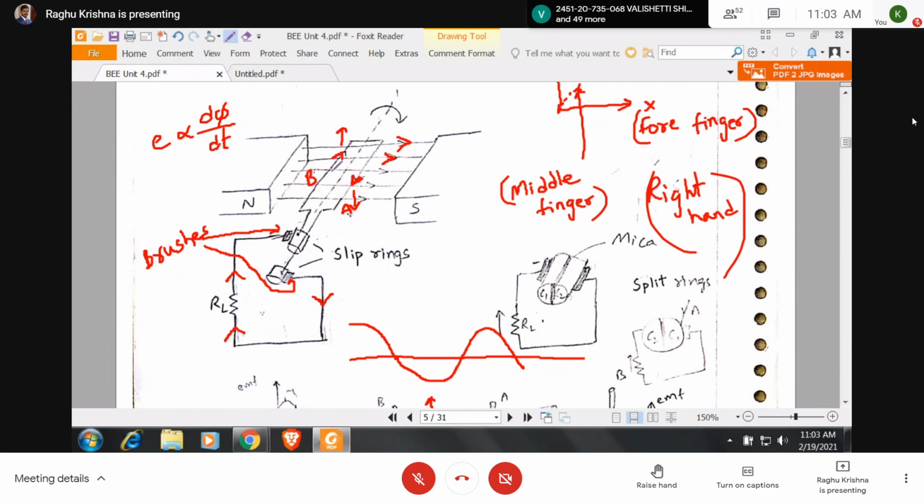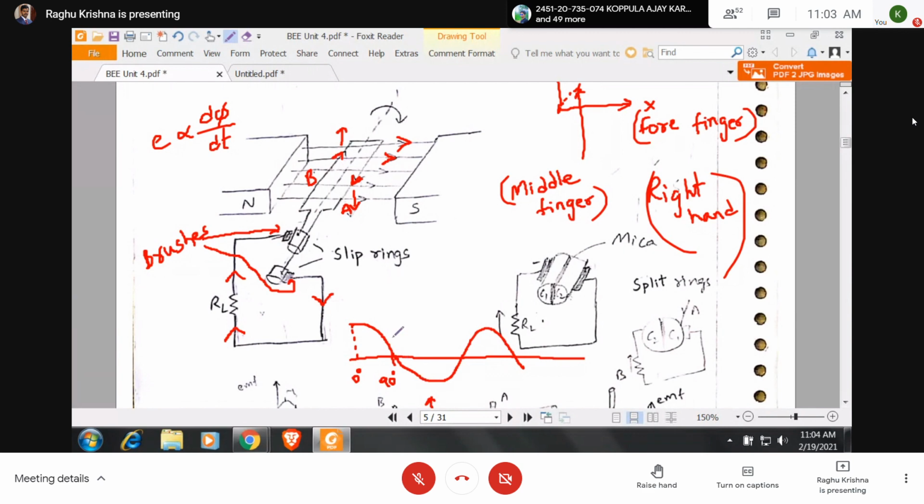So when it is moving, it will be cutting the maximum lines of force. So here you are going to get this maximum voltage. Okay, this maximum voltage you are going to get. Next, after completing 90 degrees, let us take this as 0 degrees, 90 degrees. So after the coil rotates 90 degrees, the plane of the coil will be perpendicular to the lines of force. But if you see, the movement of the conductor will be parallel to the lines of force.